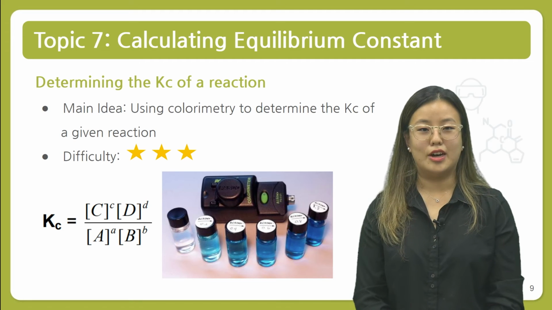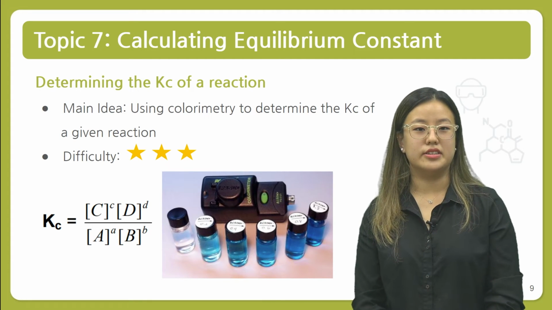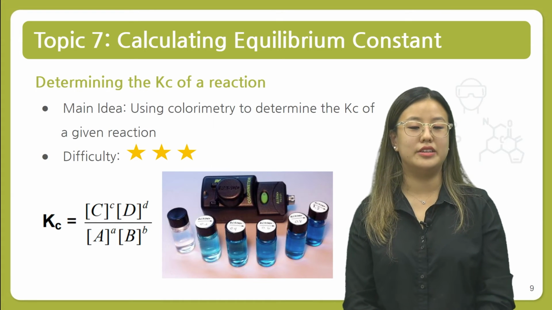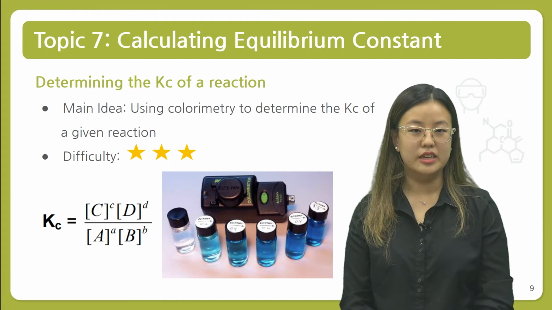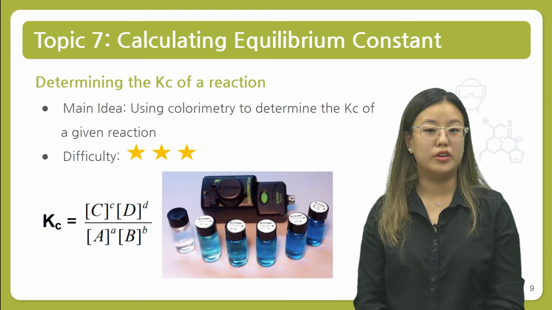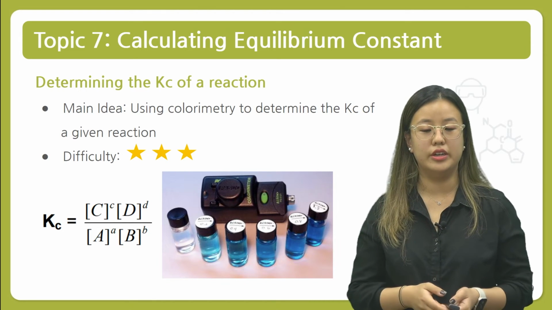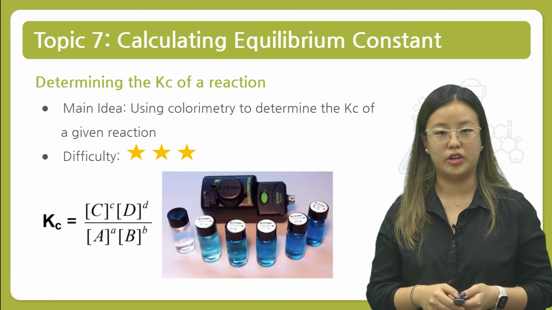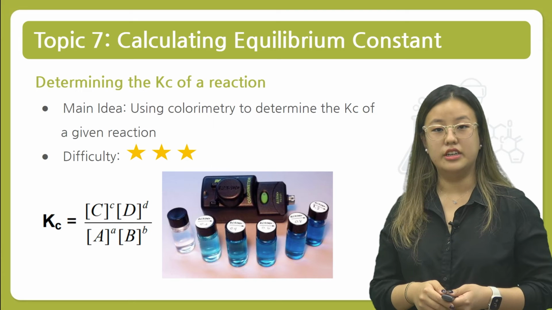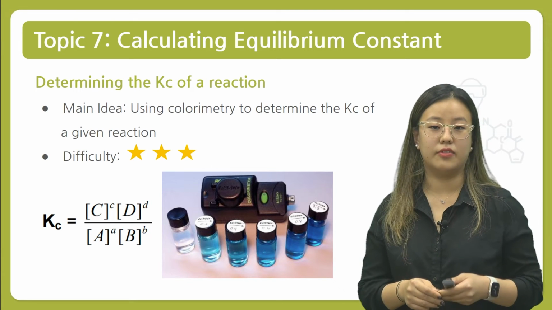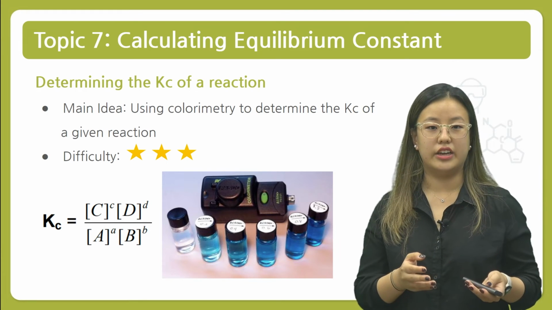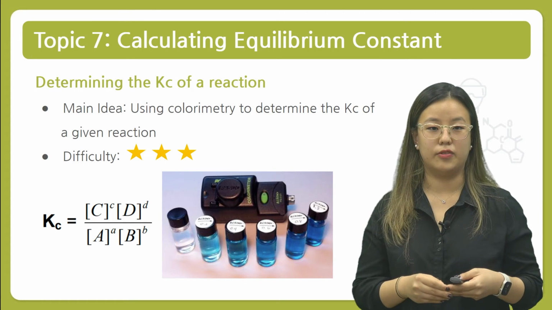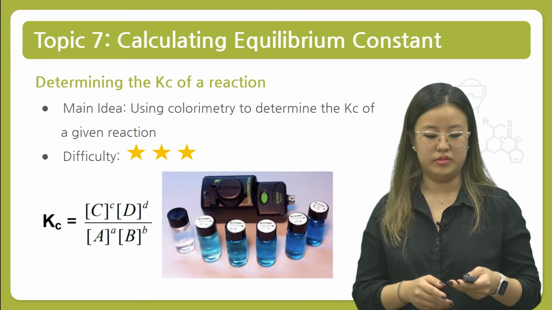So the seventh and final topic is calculating the equilibrium constant of a reaction. You can determine Kc using many different experimental techniques, but one of the more interesting and fun ways to do it is to use colorimetry, which involves a colored compound and using the absorbance of the colored compound to determine the concentration. Here, it's very crucial that you have colored reactants or products that you can use in order to determine the concentration and therefore determine the Kc value.